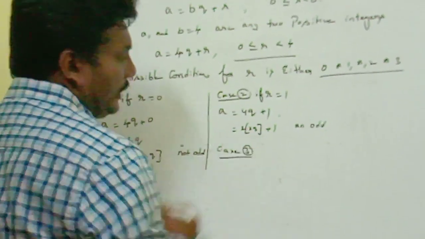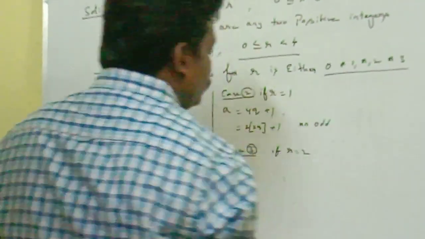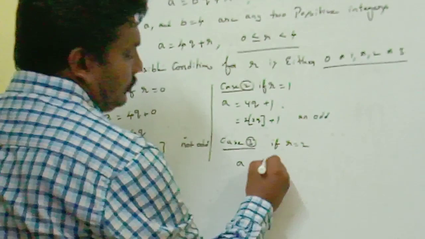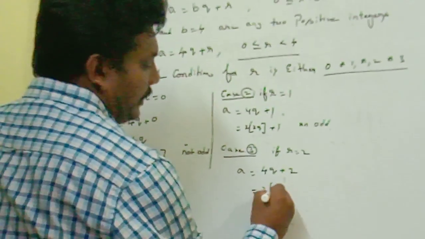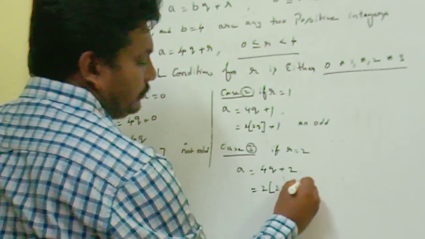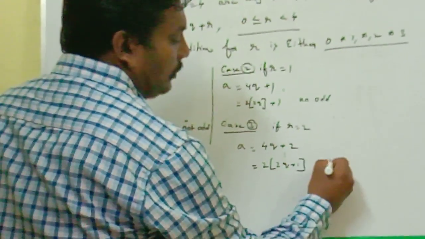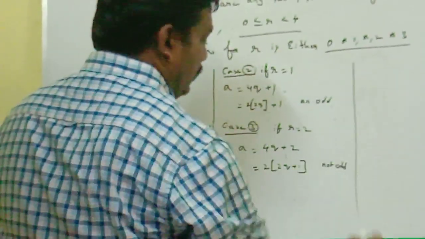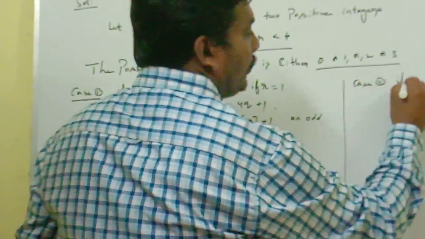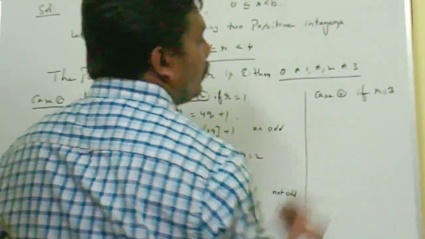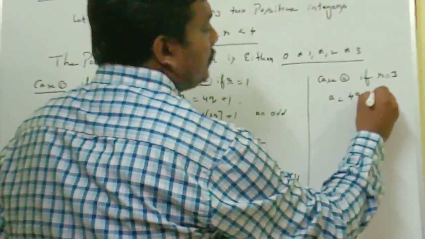Next, coming to case 3. Case 3 is if r is equal to 2. Then a equals 4q plus, in the place of r, 2. Here 2 should be taken common, giving 2 times (2q plus 1). Now it is completely a multiple of 2. That's the reason why it is not odd. Then coming to case 4. What is the case 4 condition? If r is equal to 3, a equals 4q plus 3.